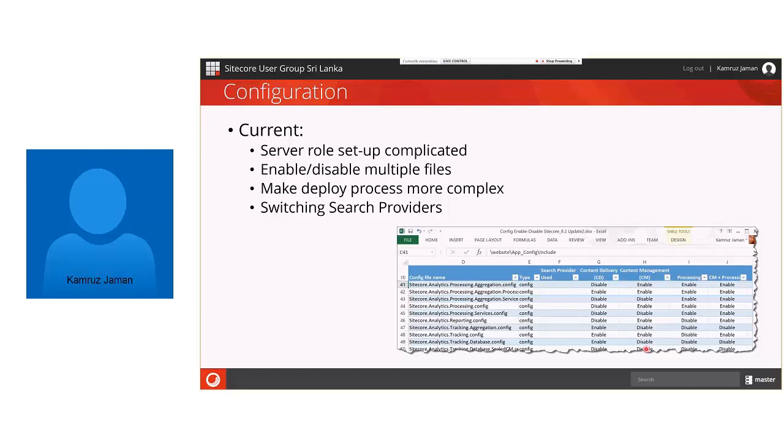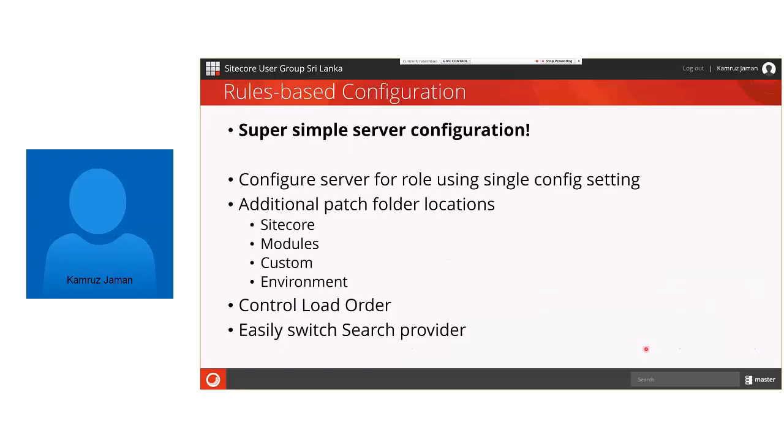So it was really frustrating for a lot of us, and a lot of guys would use PowerShell to try to make this a bit easier. But lo and behold, in Sitecore 9, there is a brand new rules-based configuration. This is really, really nice. It's really, really simple. It's just one configuration key that you need to change, and then you can switch between the different types of environments.